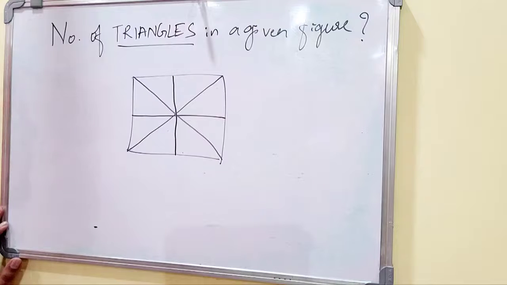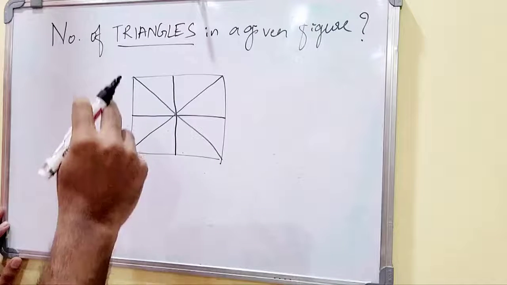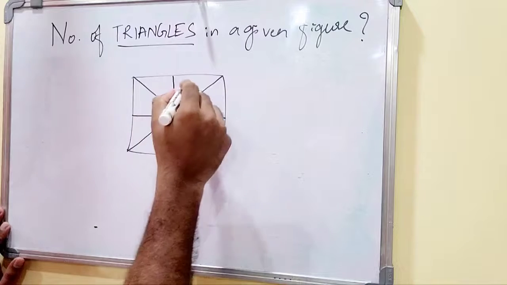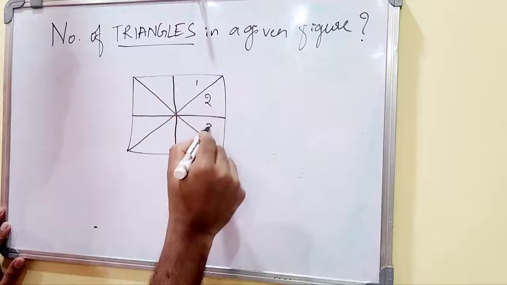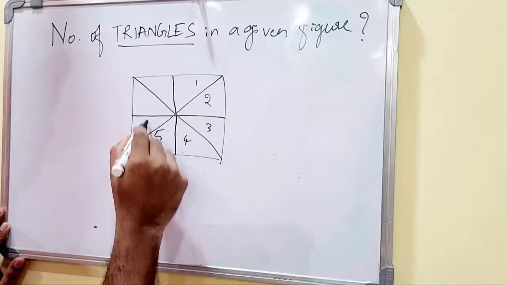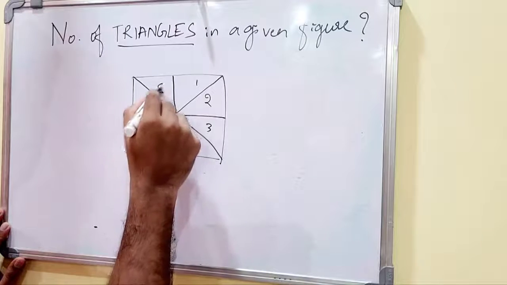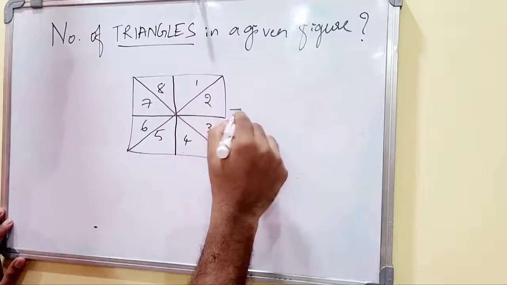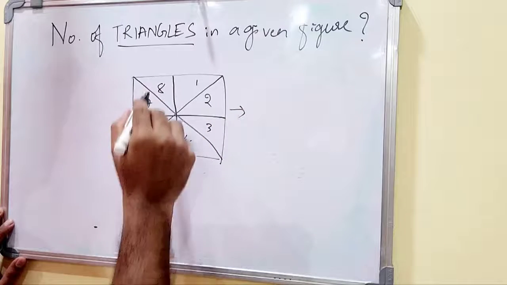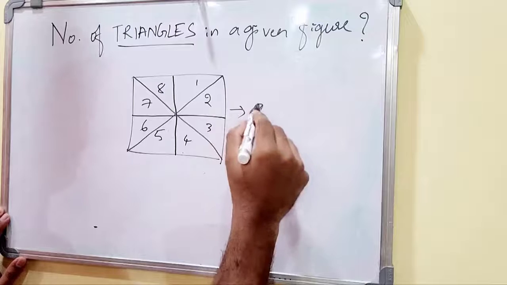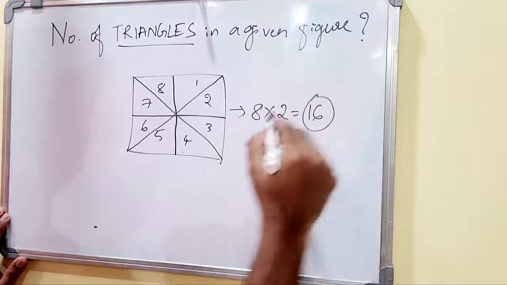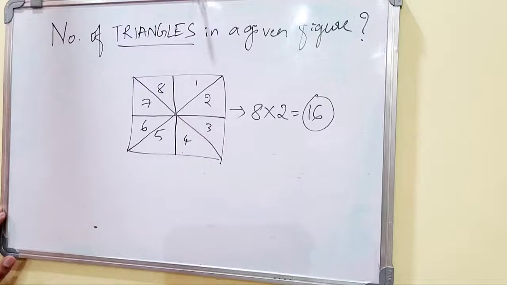So the question is to find the number of triangles in this figure. The trick is very simple. You have to just number them 1, 2, 3, 4, 5, 6, 7, 8. So there are 8 triangles, and 8 is the biggest number. 8 into 2 equals 16. So there are 16 triangles in the given figure.